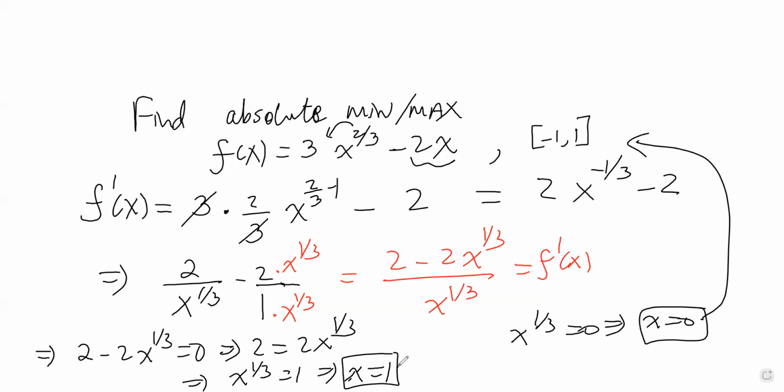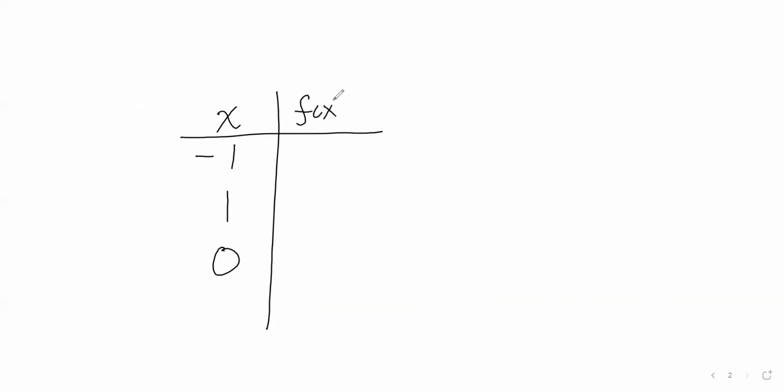And now I will just make a list of x values here. The x values are going to consist of the endpoints of the interval, which are -1 and 1, and the critical number 0. And I already have 1 there, so I'm not going to repeat that. And then here you write the function itself, which is 3 times x to the 2/3 minus 2x. And then we're just going to plug it in and see which one is min, which one is max.